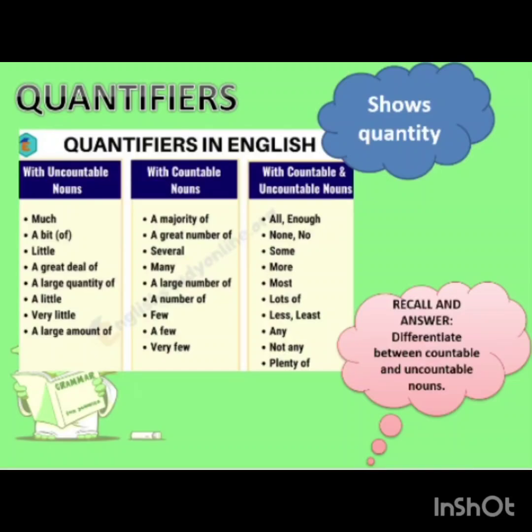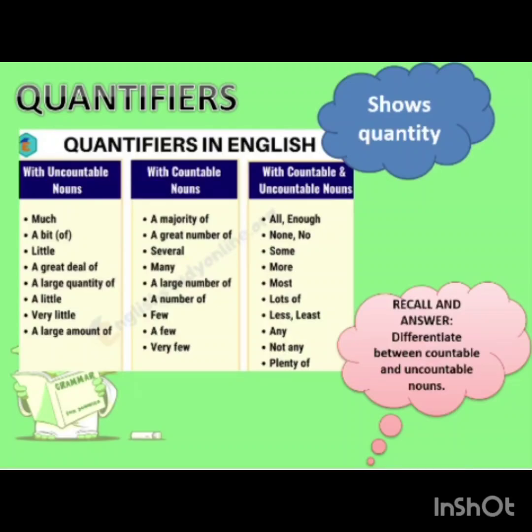And inside quantifiers, we can see uncountable nouns and countable nouns, with countable and uncountable nouns also. Just highlight some examples. Much, a bit, little, a great deal of, all those are examples of uncountable nouns. And for countable nouns, we can use a majority of, a great number of, several, many, a large number of, a number of. See, all those are examples of countable nouns. Then for with countable and uncountable nouns, we can use all, enough, none, no, some, more, most.